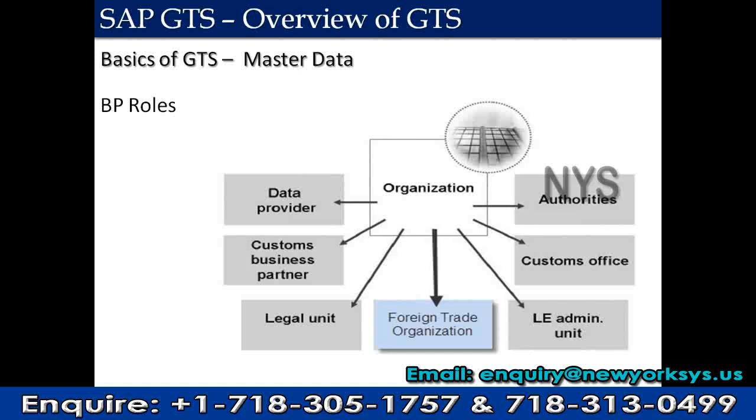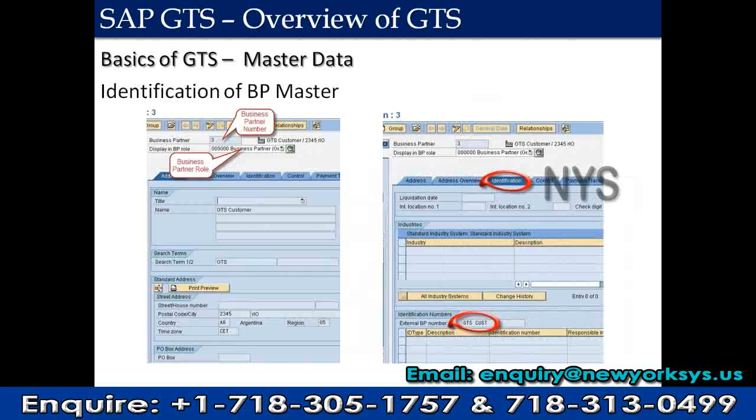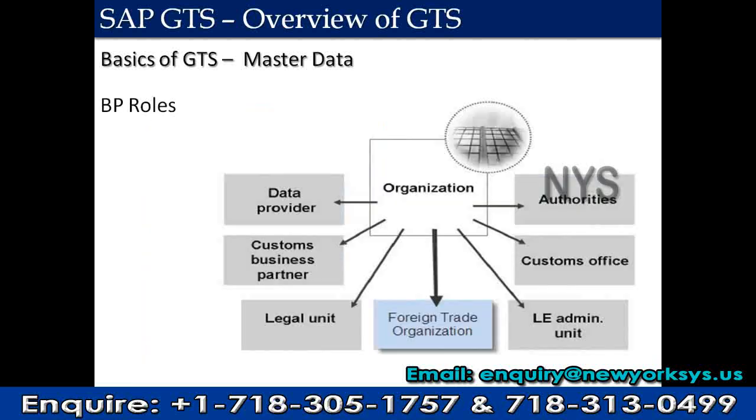All these are available as a business partner with different roles. For data provider, which you saw earlier, SLL DAP. For customs business partner, SLL CPC and SLL CPS. For legal unit we have SLL SIT, and for FTO we have SLL FTO. All these are created in a single T-code called BP, business partner.